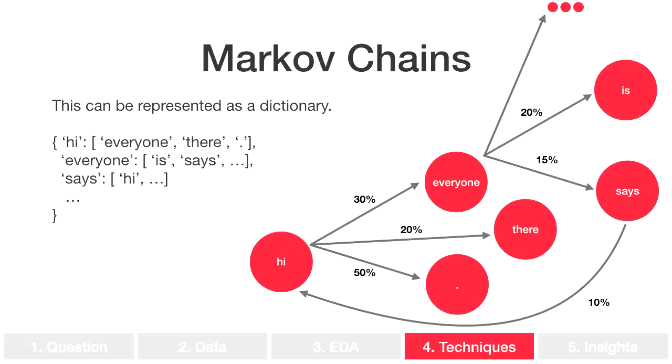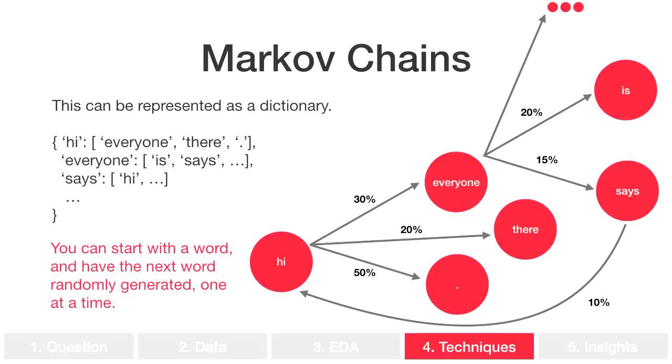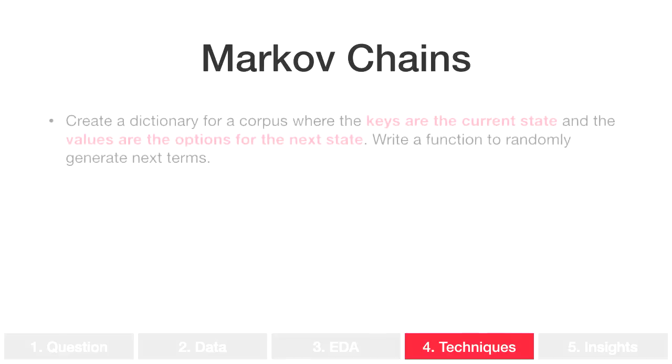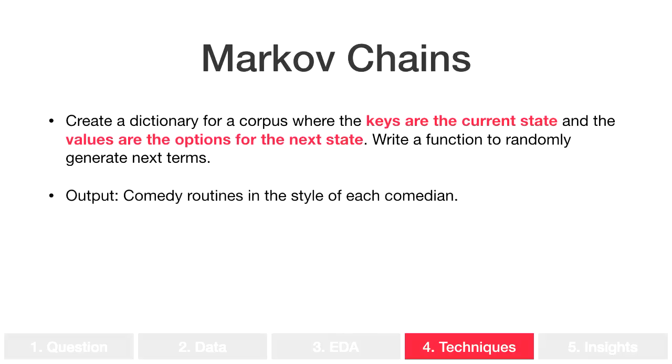So within Python, you can make this a dictionary. And you can just say the keys are the current words, and then the values are a list of the next words. So it's a very easy way for text generation. Seems like a pretty simple model. It is. And you end up with some really funny comedy routines at the end.